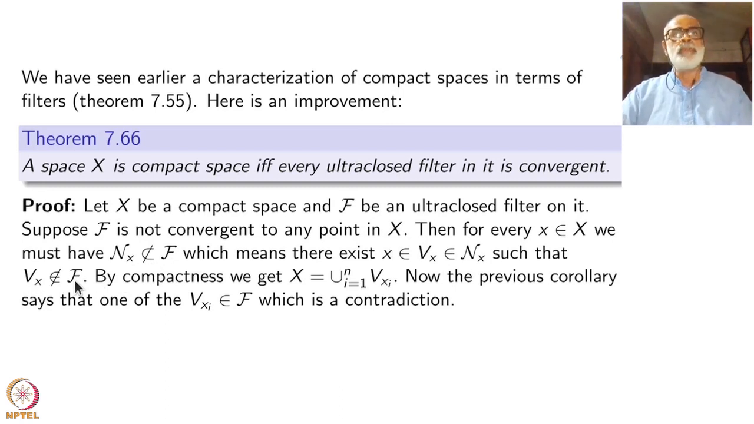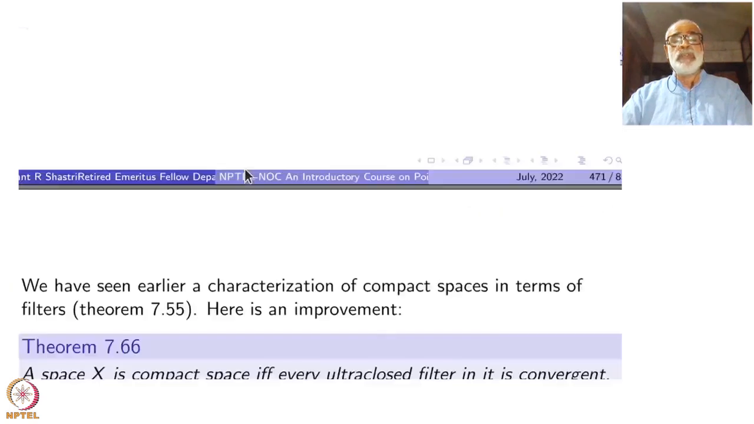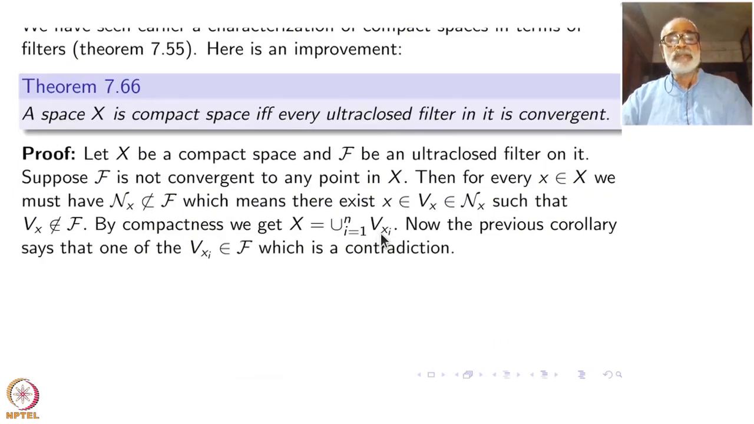One neighborhood for each point. But when you vary these points, you get a covering for X. But now X is compact, so you get a finite covering. As soon as you have this one, this corollary says that one of the Vi's must be inside F, but that is a contradiction. Just now, none of the Vx is inside F. So compactness implies that every ultra closed filter converges to some point. It may converge to more than one point also. Nobody ensures the uniqueness.